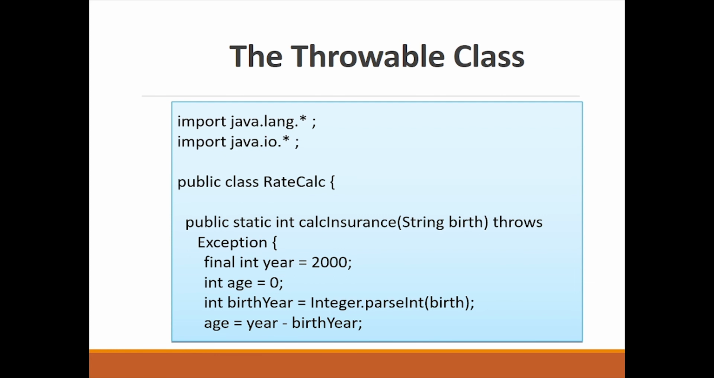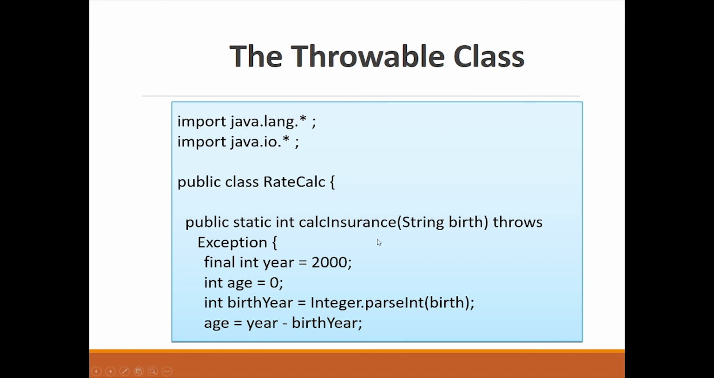So for example, here we have a simple program that computes for the insurance. Here we have public class RateCalc, and as you can see, in our calcInsurance method, we will be requiring a parameter for birth, which is a string data type, or a string object, and then it's going to throw an exception. So take note, since it's going to throw an exception, whatever type of exception occurs, it will catch.